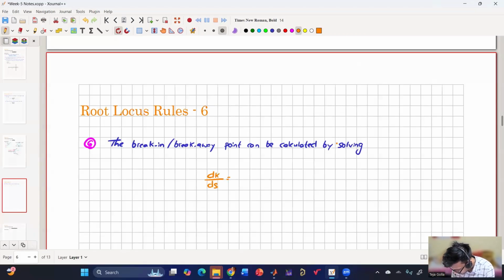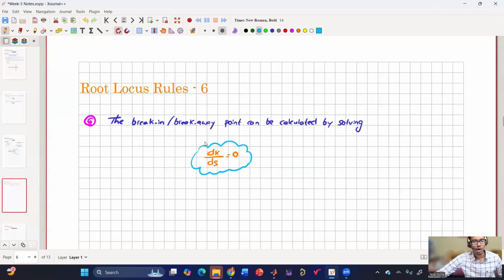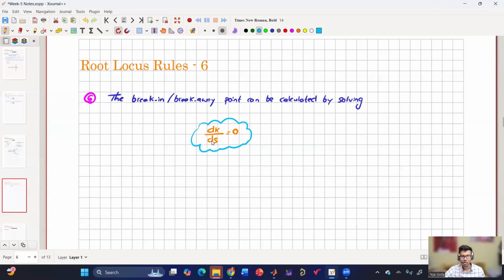So what is break-in or breakaway? Again, we'll solve one problem to understand this. dk by ds equals 0. Whenever two poles are moving towards each other, they will hit at some point and then start diverging. The point at which they hit is called the break-in or breakaway point.